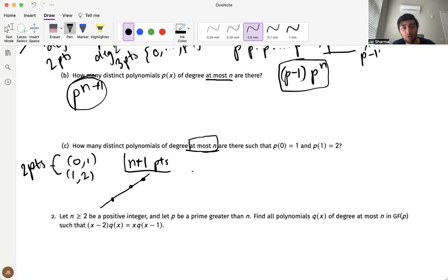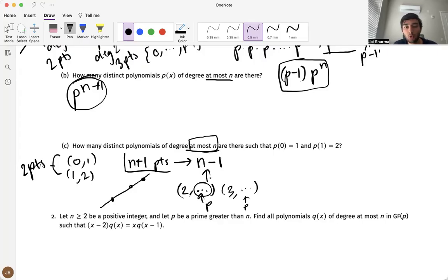Let's go on. So we have n plus 1 points that we need in order to identify a degree n polynomial. We already have 2 points identified here. So the degrees of freedom, so to speak, is n minus 1. We can choose n minus 1 of those points. And for each of those points, for example, if the input is 2, we have P options for this output here. And if 3 was the input, we have P options for this as well.